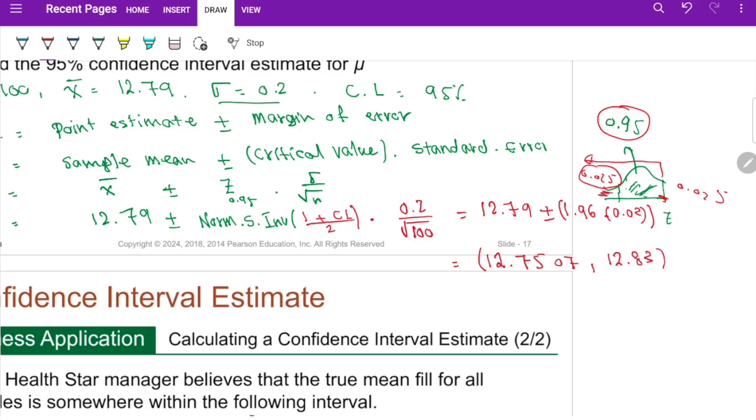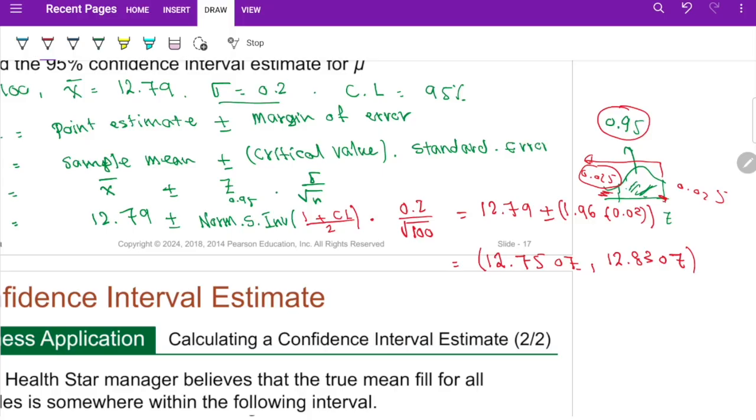An interval is from the smallest number to the largest number, okay? So this is my confidence interval. This is my 95% confidence interval. If I were to take 100 different samples, 95 of these intervals will contain the true population's mean.